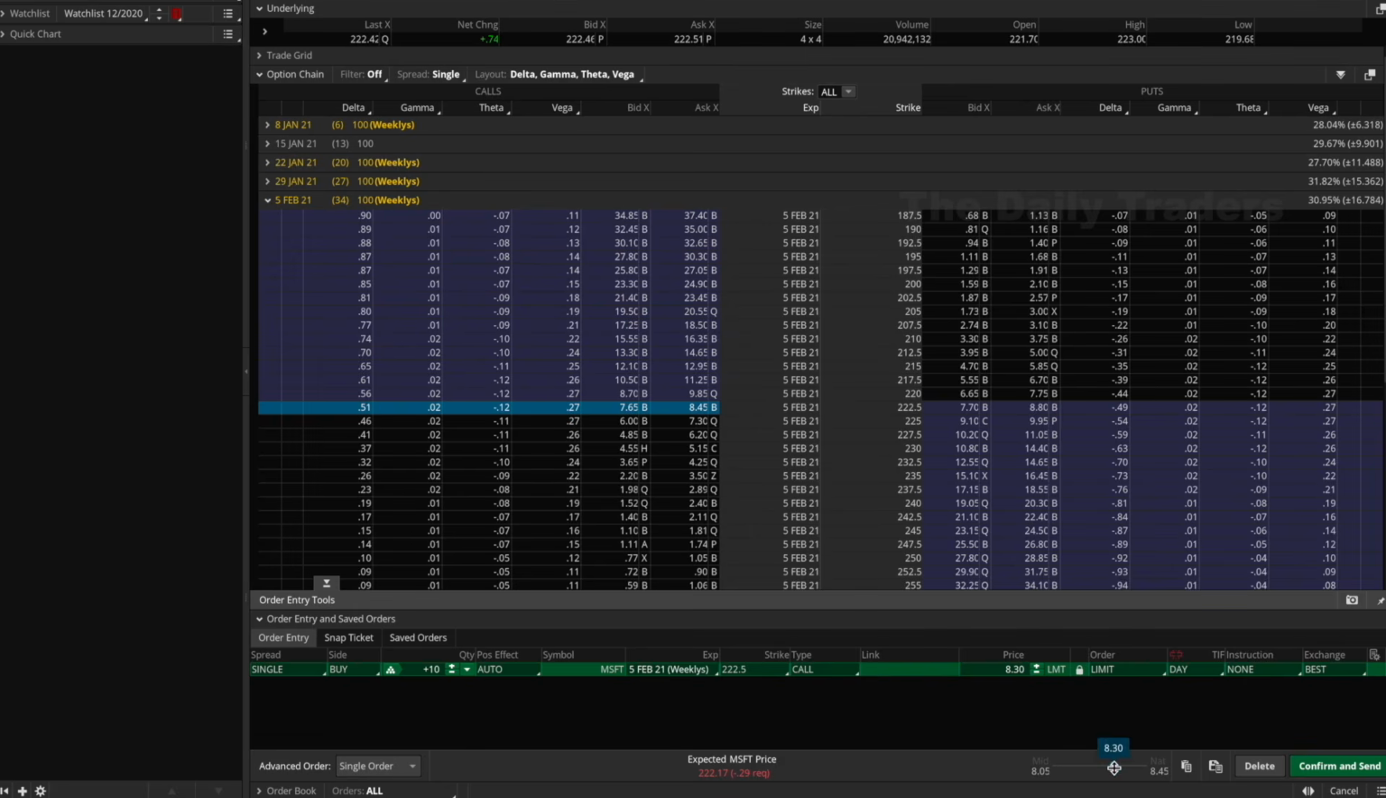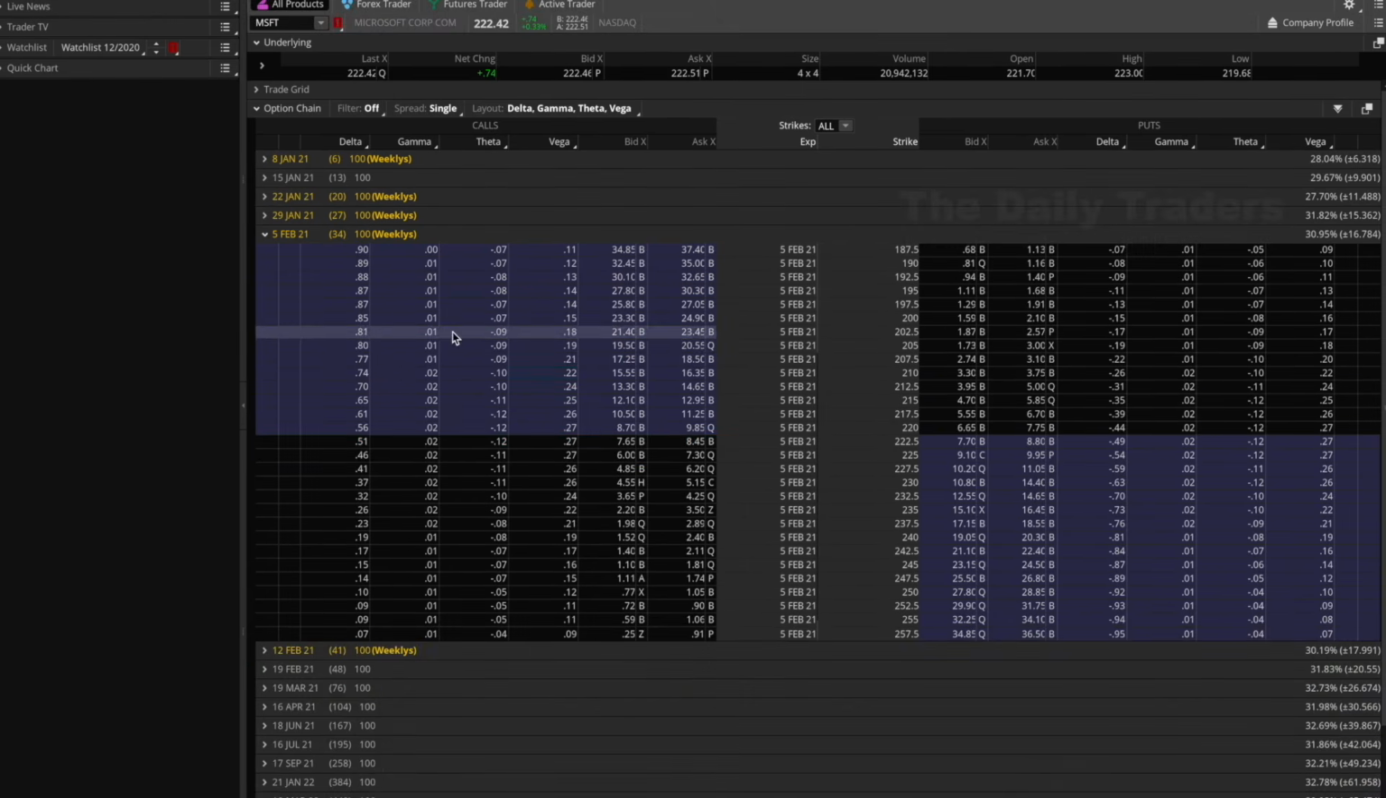So maybe somewhere like 820. So it just depends. And again, these are in the money calls, out of the money calls, in the money puts, and out of the money puts. All right, I'm going to use this contract for the example. We've got Delta, Gamma, Theta, and Vega. So Delta is 61 cents, so $61.